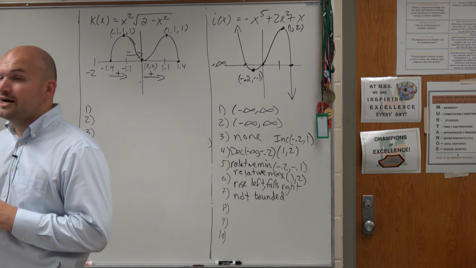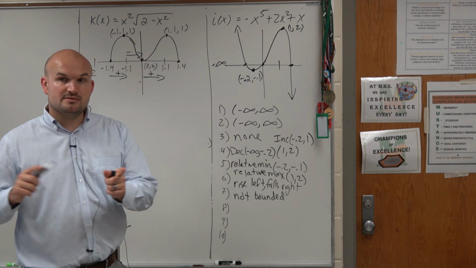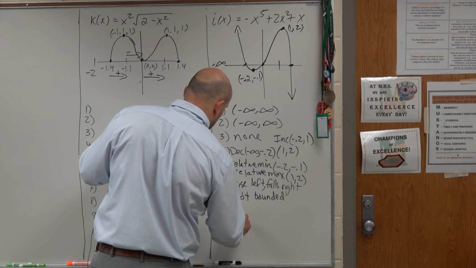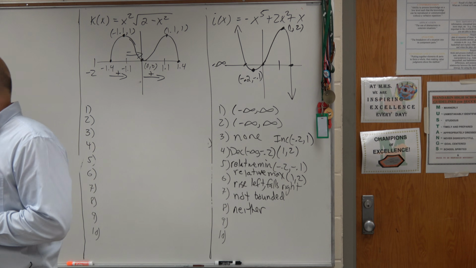Is the graph even, odd, or neither? Since there is no symmetry, it is neither. Remember, even was symmetrical about the y-axis. Odd was symmetrical about the origin. So that's neither. Number 9 was the x-intercept.